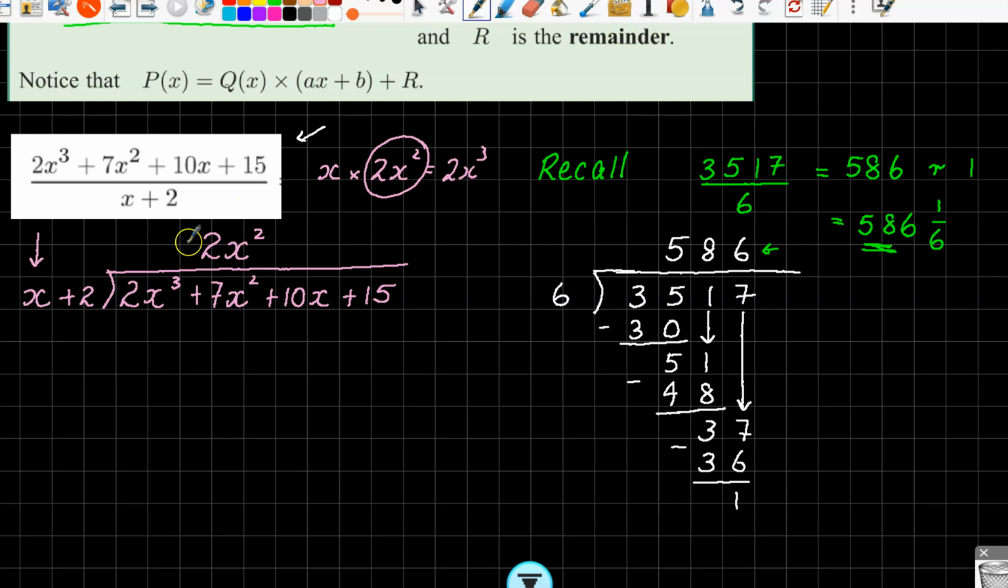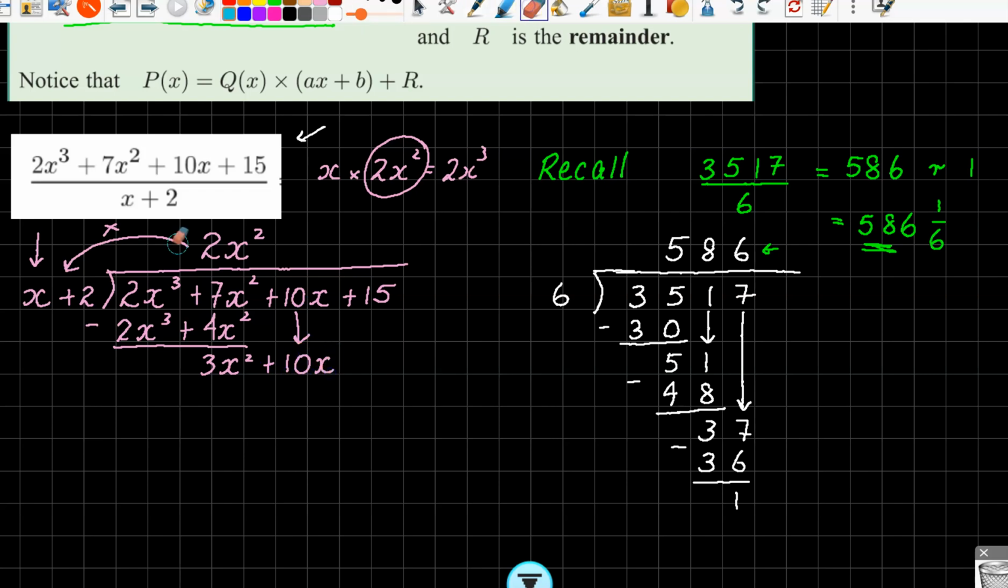And now we have to multiply, so we're going to multiply all of this by 2x squared. So x times 2x squared is 2x cubed. 2x squared times 2 is 4x squared. And then we're going to subtract. Oh, that's a bit crooked. 2x cubed, take 2x cubed, no x cubed, disappeared, which is what we wanted. 7x squared, take 4x squared. We've now got 3x squared. It's time to bring down the plus 10x.